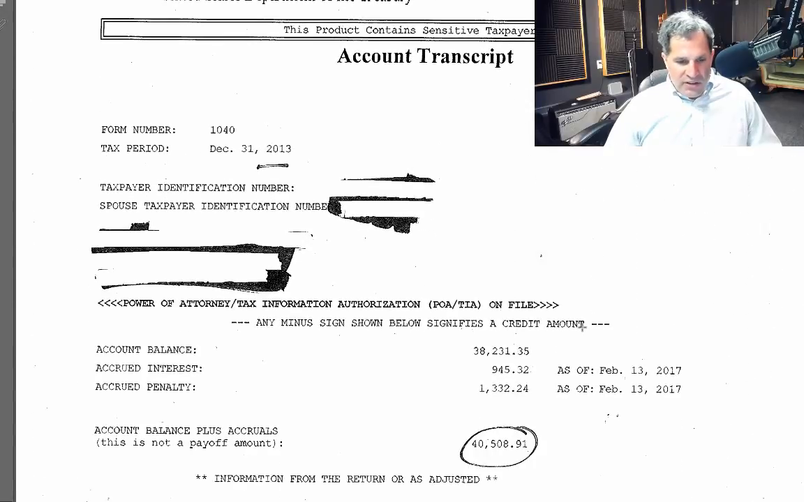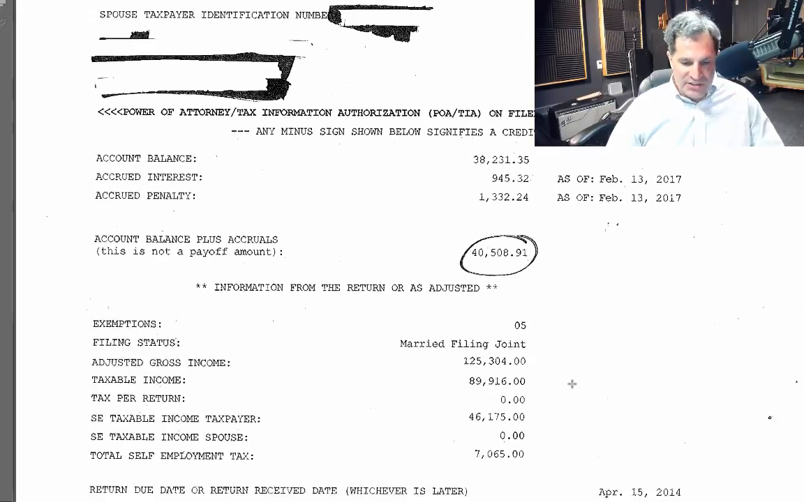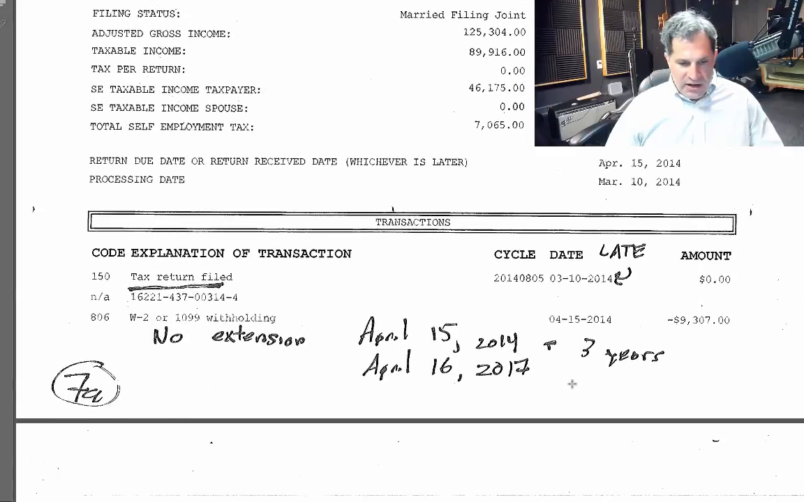Okay, so here we have a 2013 tax debt, and here's the amount owed, $40,508. All right, now here's a tax return filed. Okay, that's what I want to see. You want to see a tax return filed. It's late, but that's not so bad. There's no extension. So for the bankruptcy rules, what does this mean? The date the tax return was originally due, which is critical to know when you can file bankruptcy, was April 15th, 2014. I think it might have been April 16th or 17th, so you've got to check that.